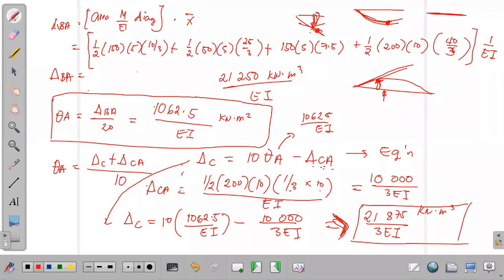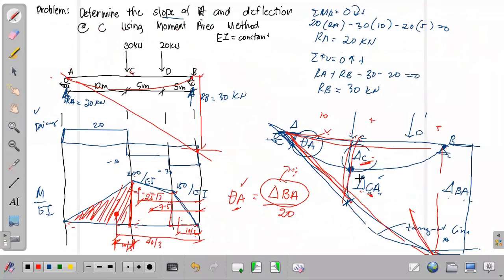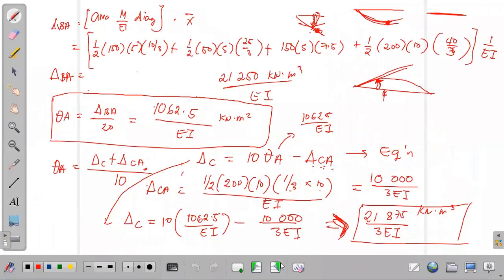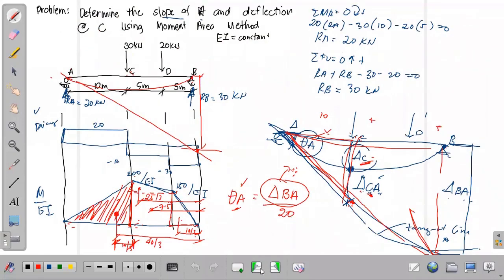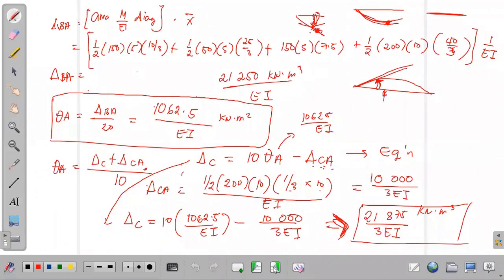Okay? So positive means the deflection is above our tangent sa may A. Ito, above the tangent line A. Deflection is above the tangent line A. Positive. So that would be now our answer for the problem number 2. So for the slope A and deflection at C.